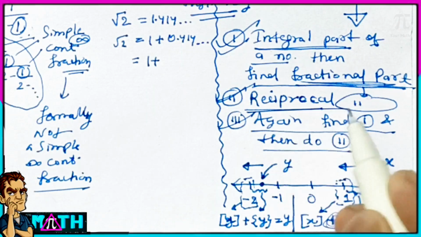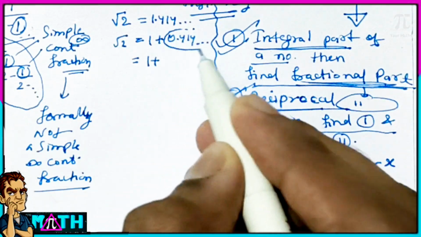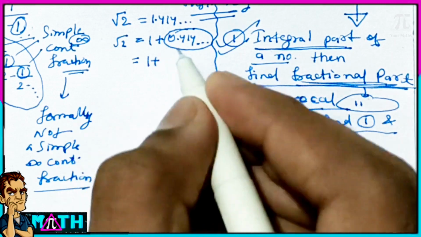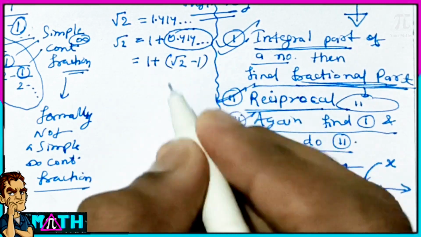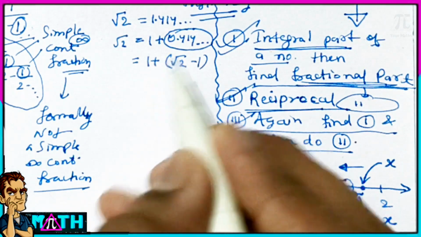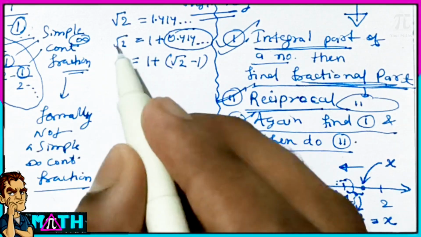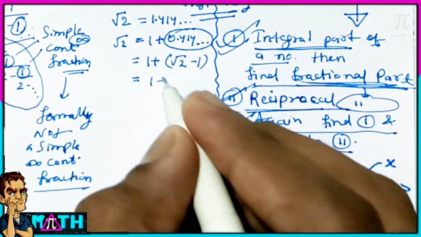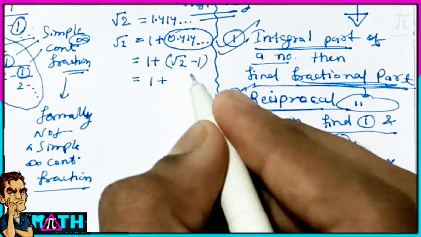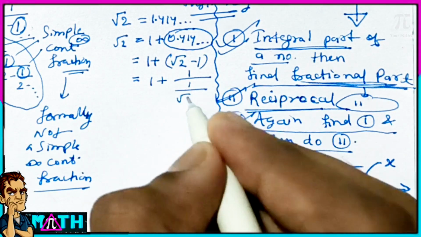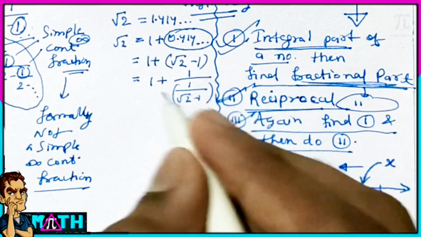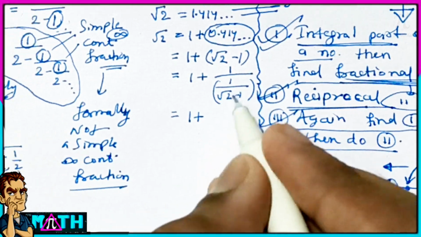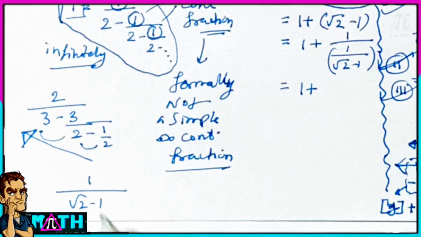Now the second step is to take the reciprocal of the fractional part. So this part we have to take the reciprocal of. We can also write this part as root 2 minus 1, because you can see clearly that when you send the 1 to the left-hand side, this is the value 0.414. Now you have to take the reciprocal of it, like this. Now let's find the value of this denominator. So here it is 1 upon root 2 minus 1.